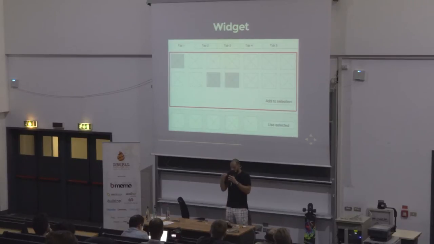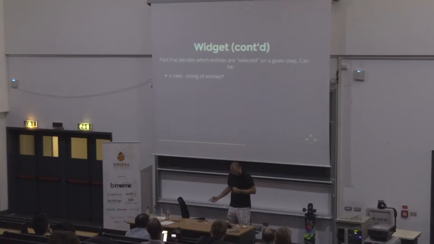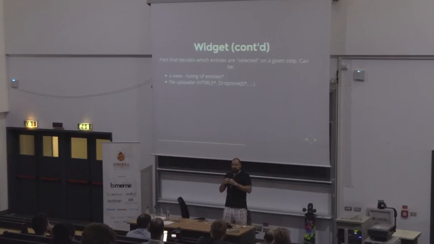So widget is basically the meat of the entity browser, this is where most of the interaction with the user happens. And widget can be a lot of things. It can be a view that lists entities and allows you to select them. It can be a file uploader. Example of that would be a simple upload field, which is pure HTML5, or something nicer like DropZone.js, which we saw earlier.